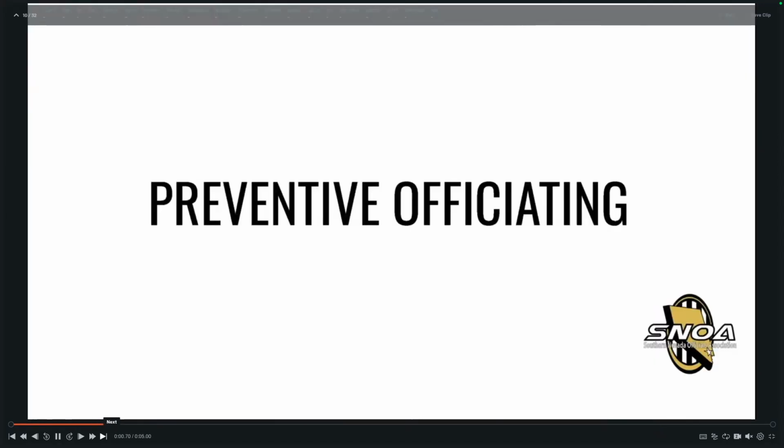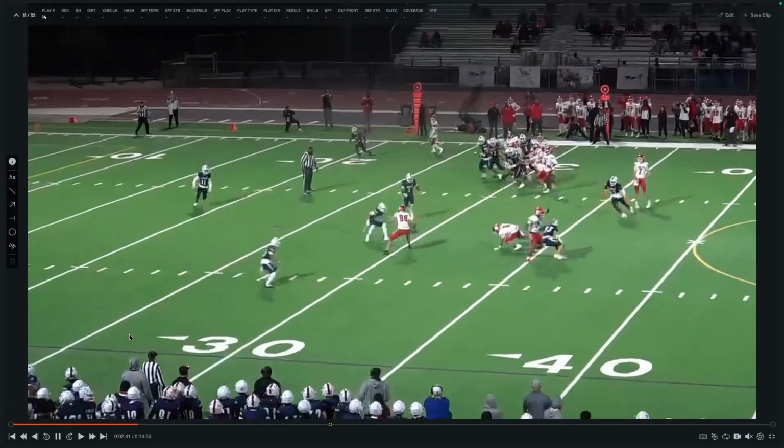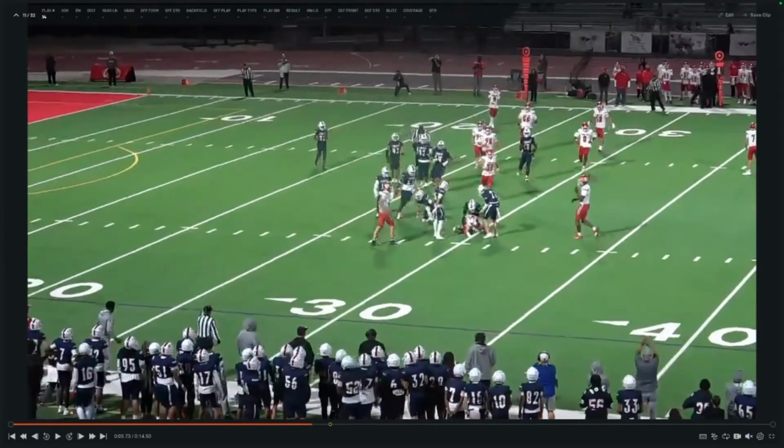What's next? Ooh, we got a new subject. Preventive officiating. All right, here we go. Got this play. There's that tackle. Boom. Now I was in the booth when this happened. When this tackle occurred, the whole stadium goes, ooh. And Doug, if you hear the whole stadium go, ooh, after a tackle, what might happen next?